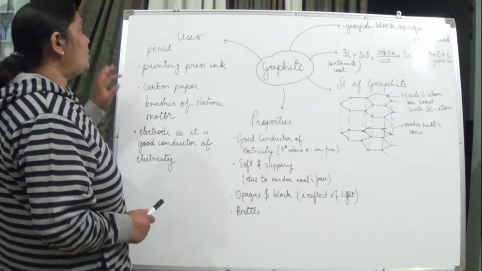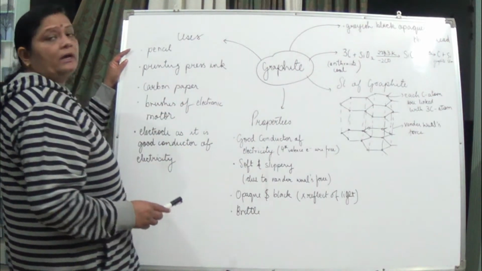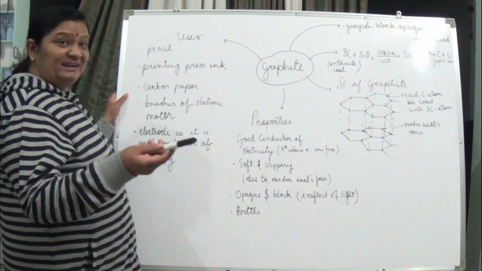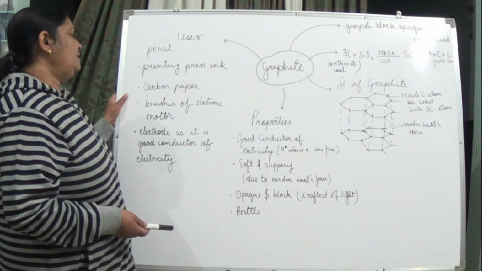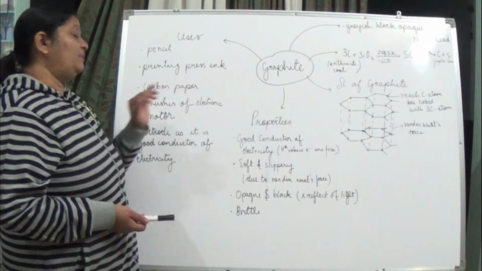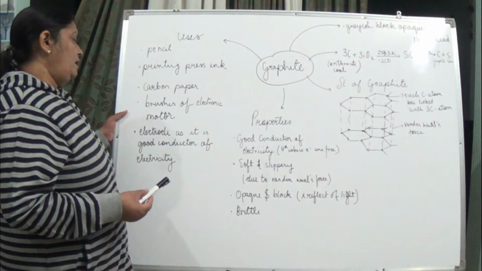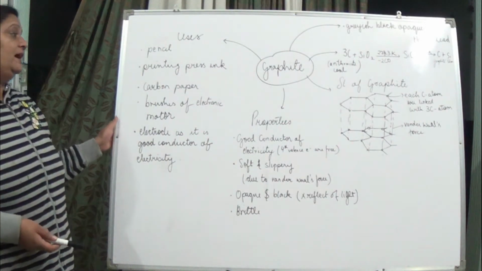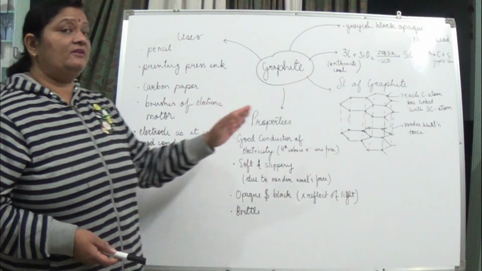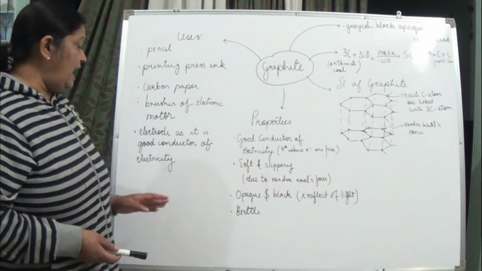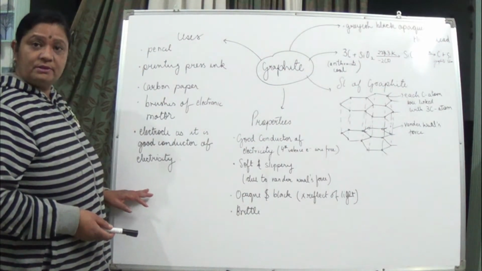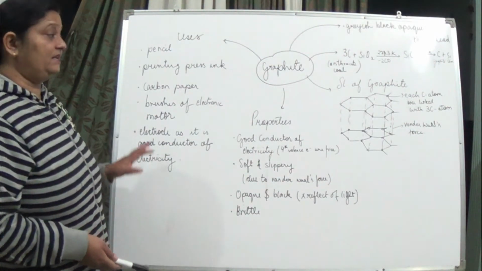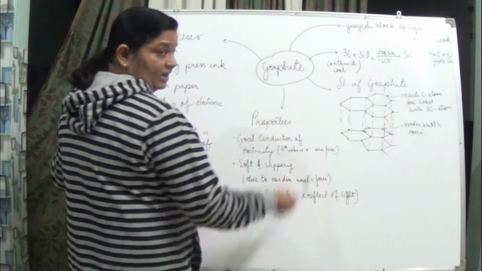Now about the uses of graphite. It is used in making pencil leads, in the printing press, ink, carbon paper can also be made, blackboards can also be made, and brushes of electric motors can also be made. And here, as we are seeing, it has a free electron. It can be used to make electrodes, and thus, as it is a good conductor of electricity, electrodes can be made of graphite.